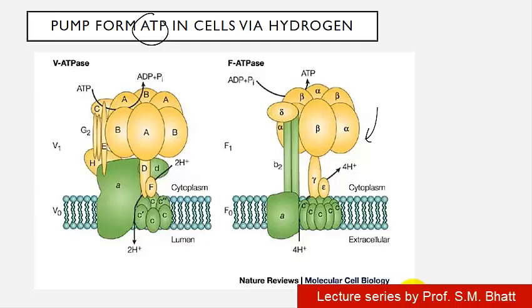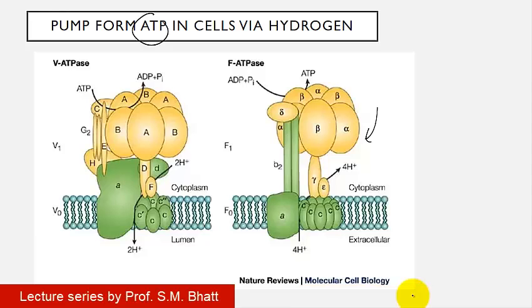Have you seen the electricity production by the water pump? Water falls from a very high location over a machine, and this machine is moving round and round, so a lot of turbines are moving, and the turbine produces the electricity. Similarly, ATP is produced when there is a proton pump. In the V-ATPase only 2 protons are pumped. In the F-ATPase, 4 protons are pumped directly, right?